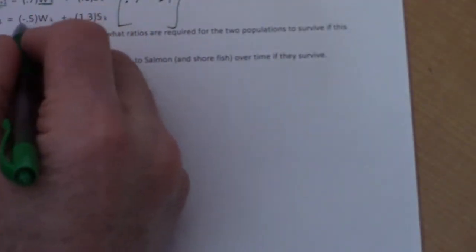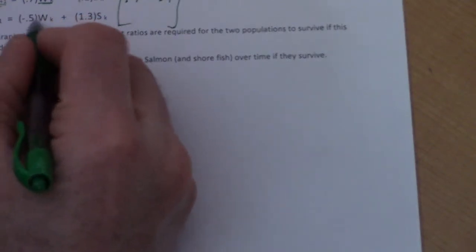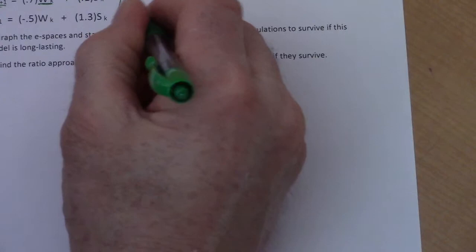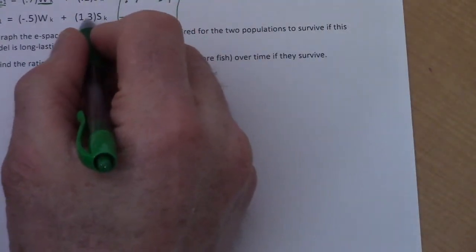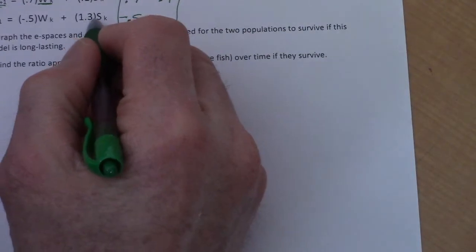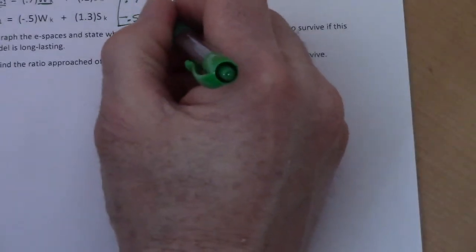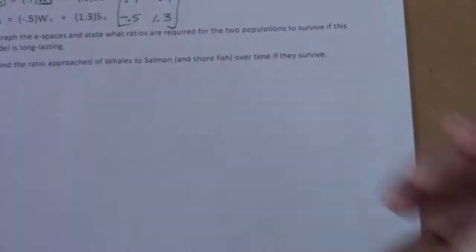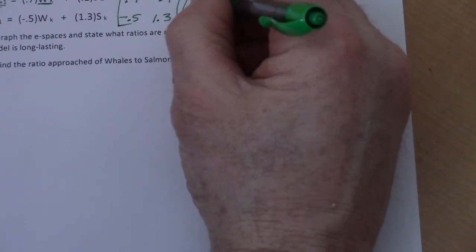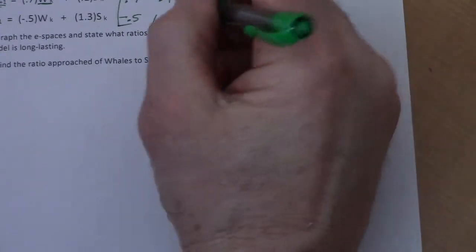And then shore fish are being preyed upon by whales, so their population is going down as the whale population goes up. And of course they're going up 1.3%. It's increasing based on the number of shore fish there are. That's their basic growth rate without being preyed upon by the whale. So that's 1.3.